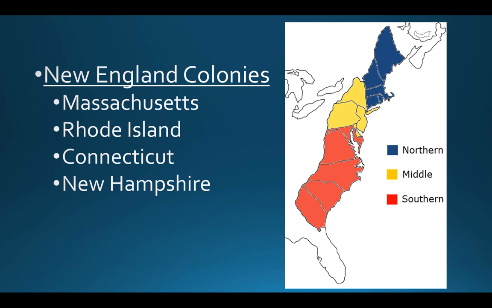Let's take a look at the distinct regions that came about in the British colonies on the American continent. So for starters, you're going to have the New England colonies, which are also considered the northern colonies. And as you can see here, you have Massachusetts, Rhode Island, Connecticut, and New Hampshire.